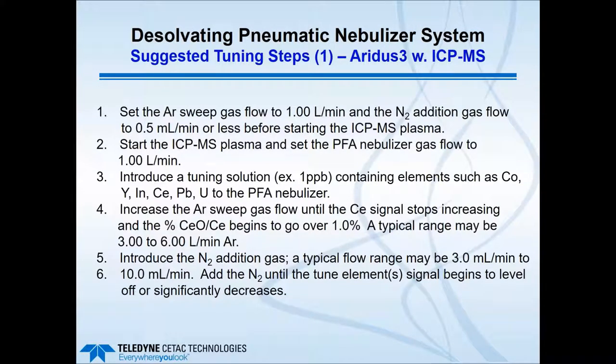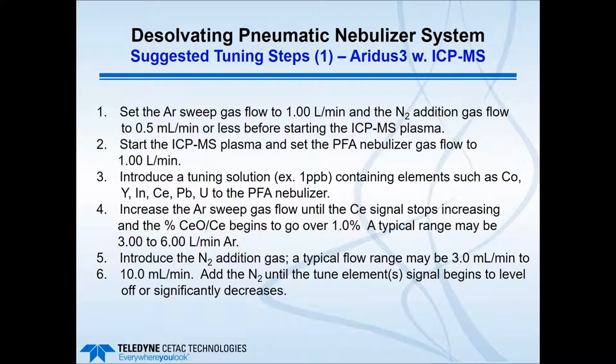So tuning steps are on the next two slides, and I'll point out the highlights of this, and I'm going to show you some of the effects of the tuning steps graphically so you can see more of what's going on. So I said in the beginning, we'll set the argon sweep flow to about 1 liter per minute and the nitrogen addition gas flow to half a mL per minute or less before starting the ICP-MS plasma. And again, that's to avoid having a rough start to the plasma or the plasma not starting at all. Once the plasma is started, we'll generally just set the PFA nebulizer gas flow to 1 liter per minute to start.